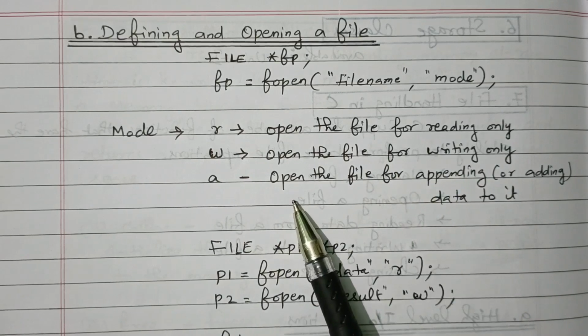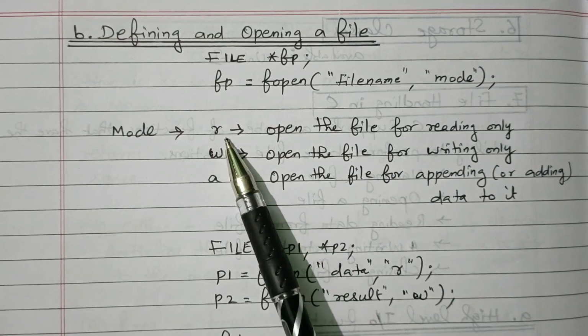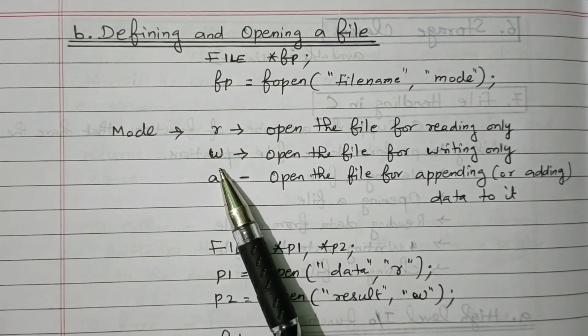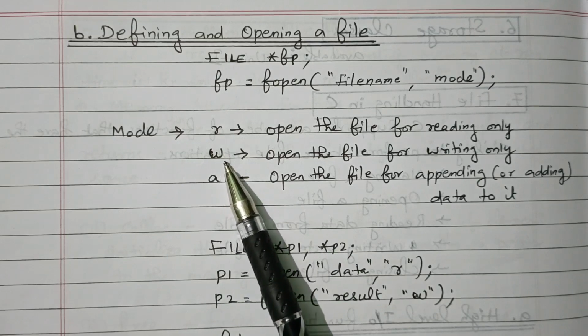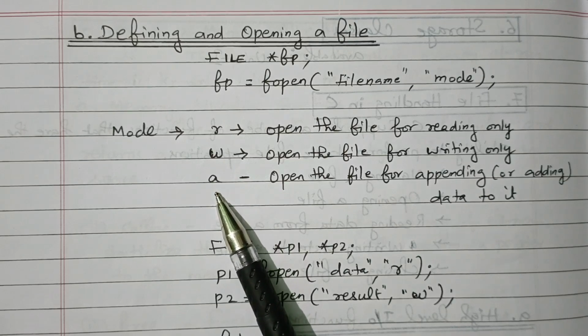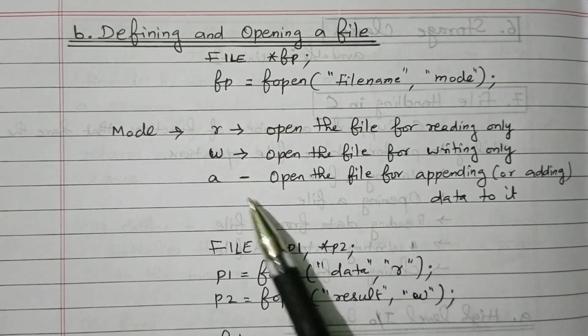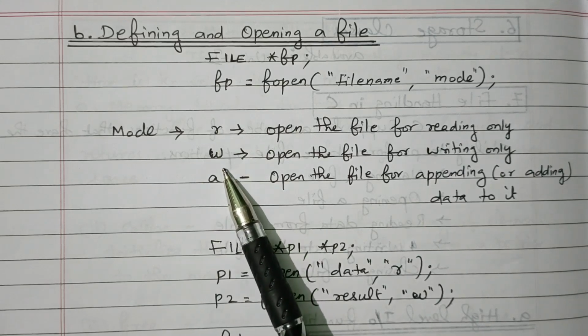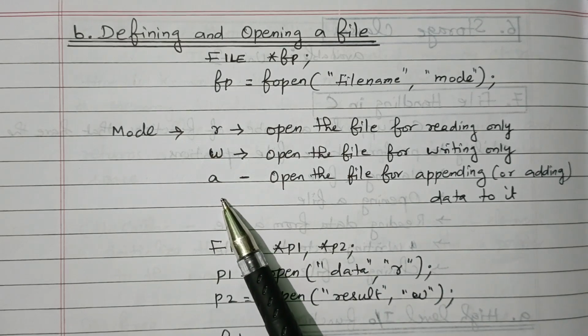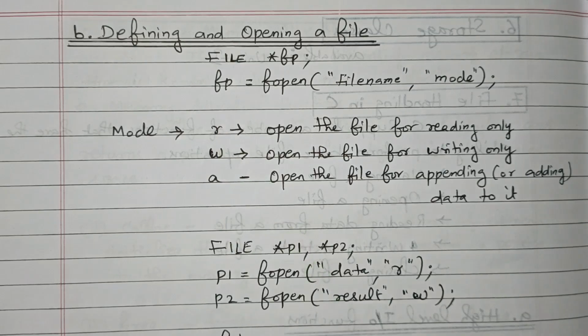So appending means already available data will be kept and new data will be added. If it is only read, it will read the data. If you open with write, already available data will be overwritten. It will not keep the earlier available data if you open with w. If you open with a, then the available data will be kept as it is. New data will be added together. So that is the difference between w and a. So r means read the data. w means write the data, earlier available data are erased. a means earlier available data is kept and new data will be added. So according to our requirement we can open, right?